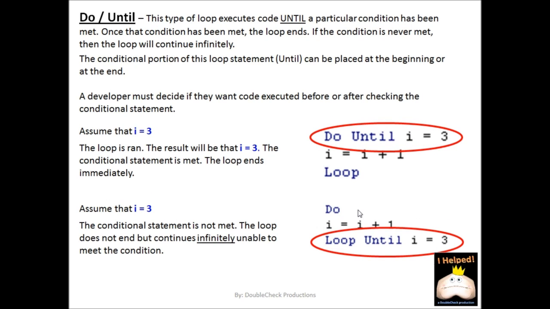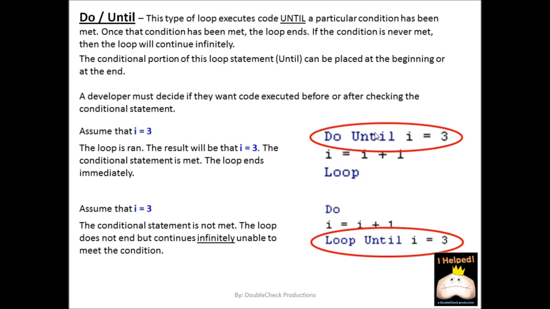Okay, we have something similar with the do until loop. This type of loop executes code until a particular condition has been met. And that's key. If you notice, we actually run into the same thing here with placement of our until condition. Again, once that condition has been met, the loop ends. If the condition is never met, then the loop will continue infinitely. So here we're going to assume that I equals 3. Now, if I put it into here, we see do until I equals 3. Our condition is already met, so we bypass the loop.